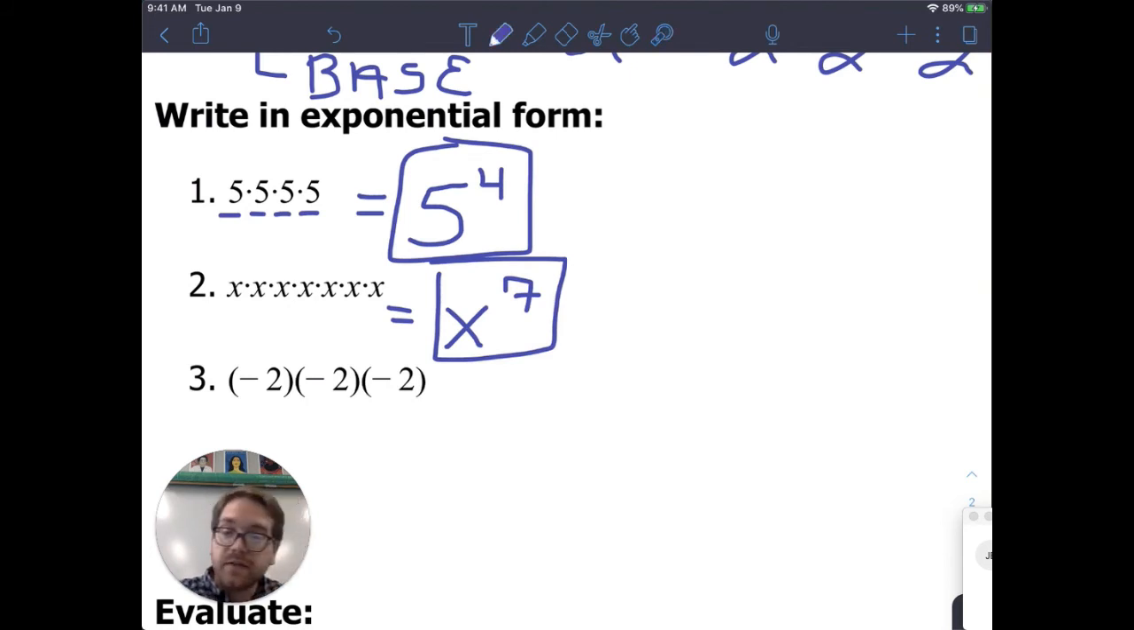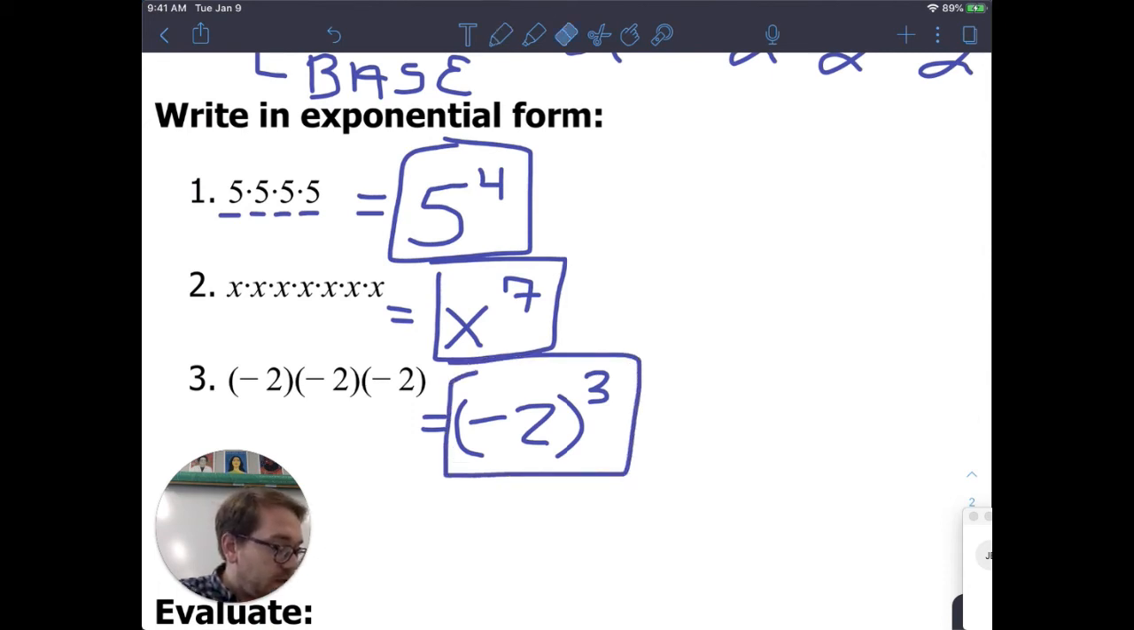Number 3, I have negative 2 times negative 2 times negative 2. And remember, I know that those are all multiplied because of those parentheses. Parentheses also indicate multiplication. So the base is negative 2. That's what's repeated. So negative 2, and I'm going to keep that in parentheses. Negatives can be kind of tricky with exponents sometimes, so we want to keep them in parentheses to keep it organized. And then how many negative 2's am I multiplying together? 3. So negative 2 times negative 2 times negative 2, written in exponential form, is negative 2 to the 3rd power. If you think my 2 looks too much like a z, I'll fix that for you. There you go. Negative 2 to the 3rd power.